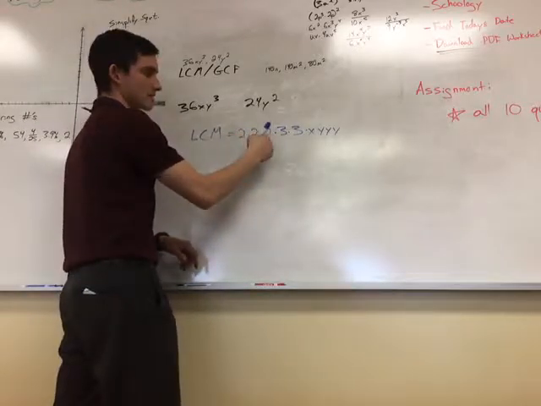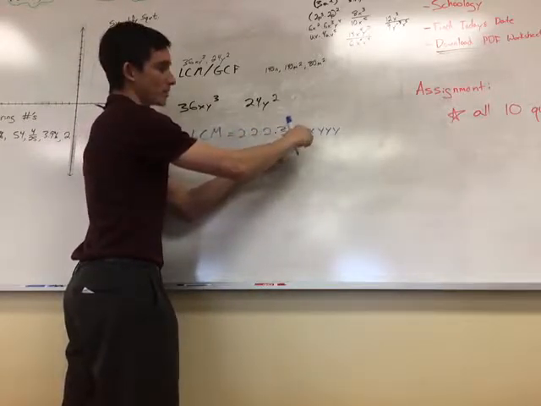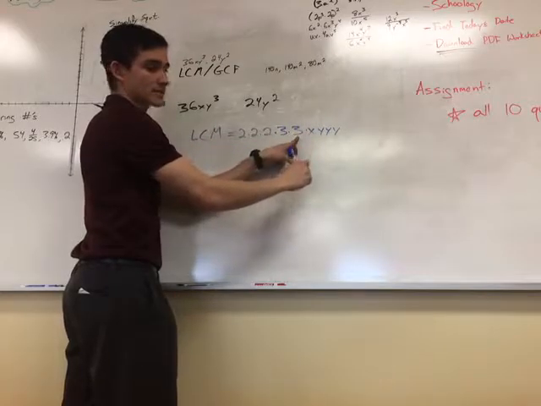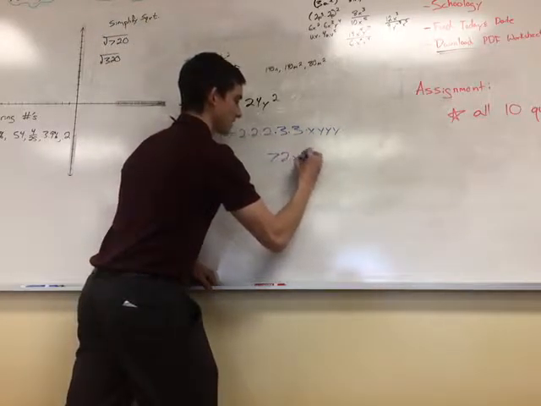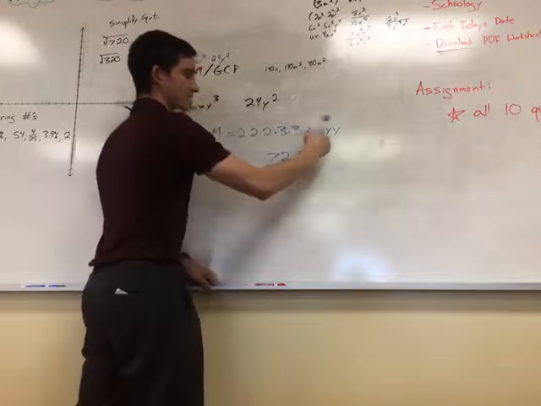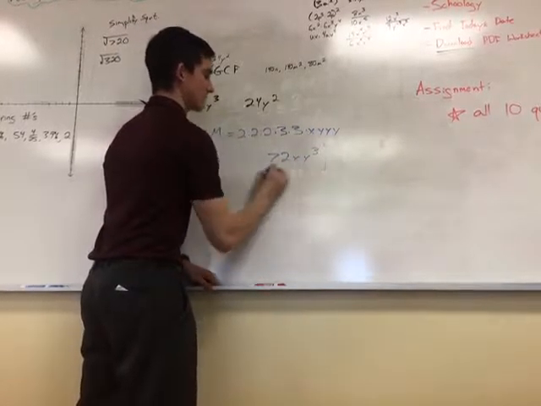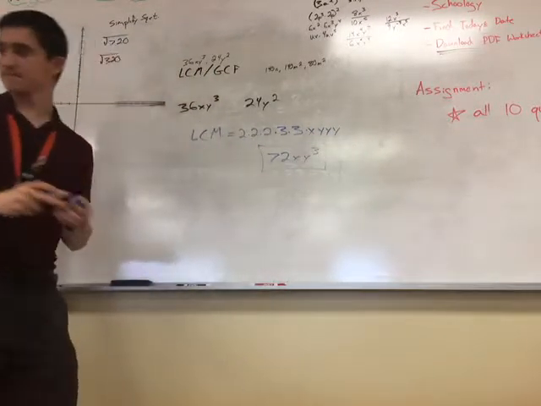Perfect. 2 times 2 times 2 is 8, times 3 is 24, times 3 is 72. So 72, x, y cubed. So that's my least common multiple.